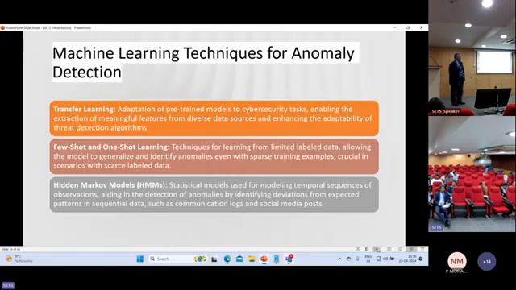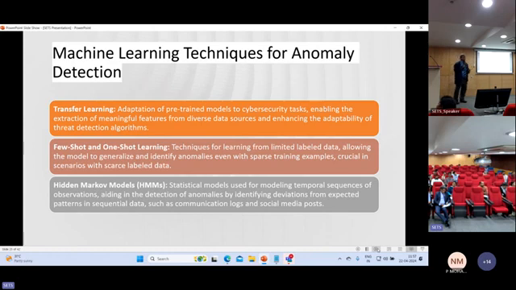Okay, so the machine learning technique for anomaly detection is what we call transfer learning. What we do here is adopt pre-trained models for cybersecurity tasks, enabling the extraction of meaningful features from diverse data sources. Then we use few-shot and one-shot learning. These are techniques for limited labeled data.